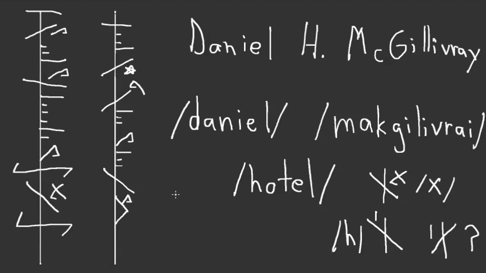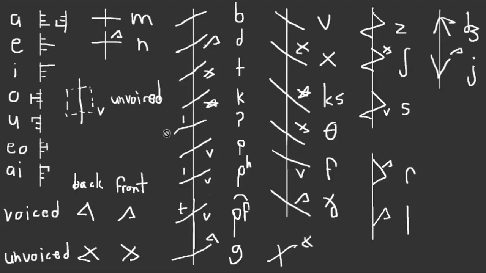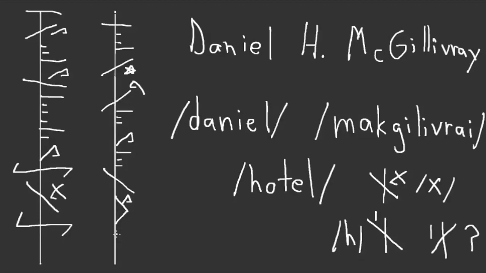McGillivray, and then the I. Okay, there is a special symbol for the I diphthong. So let's use that one. McGillivray. So this is Daniel H. McGillivray. Okay, now let's go with another one.